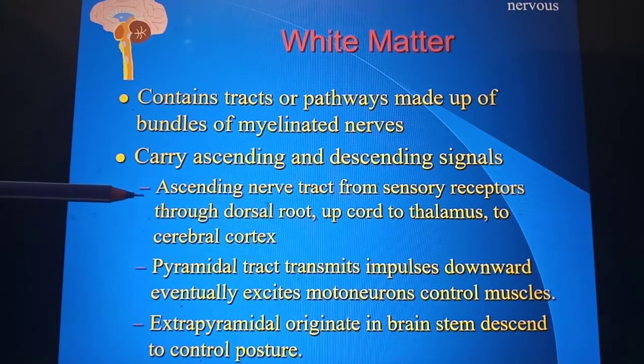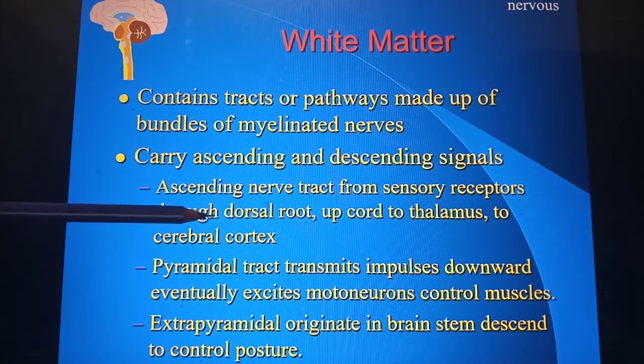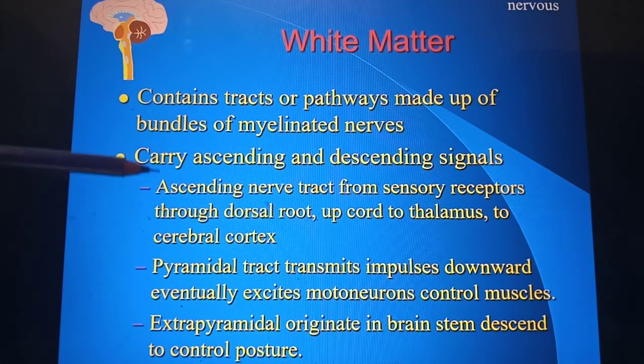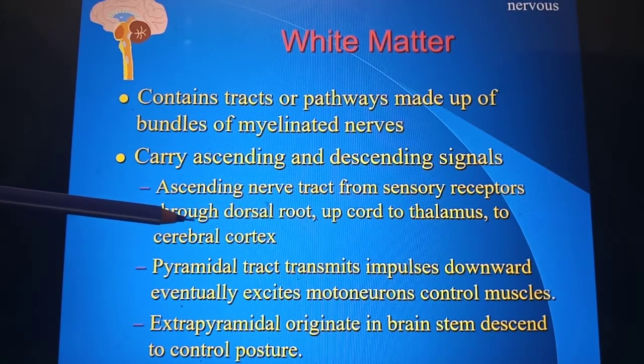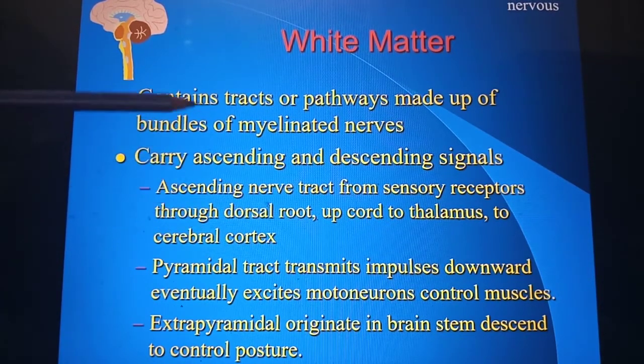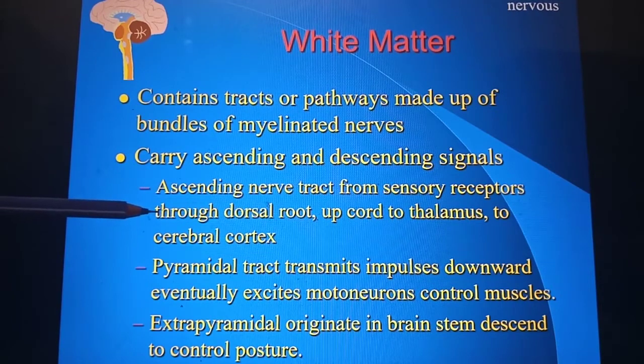They carry information from the sensory receptors on various parts of the body, and they take this information through the dorsal root to the thalamus, to the cerebral cortex. So you understand, from the periphery, from your legs, hands and other parts of the body, these sensory receptors go to the spinal cord, and through the spinal cord, through the tracts, they send information to the thalamus and to the cerebral cortex.